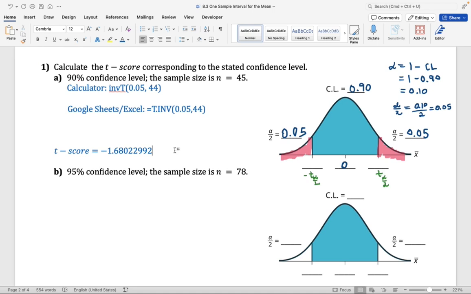Coming back to our notes, make sure to write the value that you got for the t-score. Here, I just went ahead and wrote the value that we got with the calculator. Okay? Now, I want you to try this on your own. Go ahead and find the t-score corresponding to a 95% confidence level and a sample size equal to 78. Again, I recommend that you use the visual that we have here on the right to help you visualize the area to the left of the t-score you're trying to find.